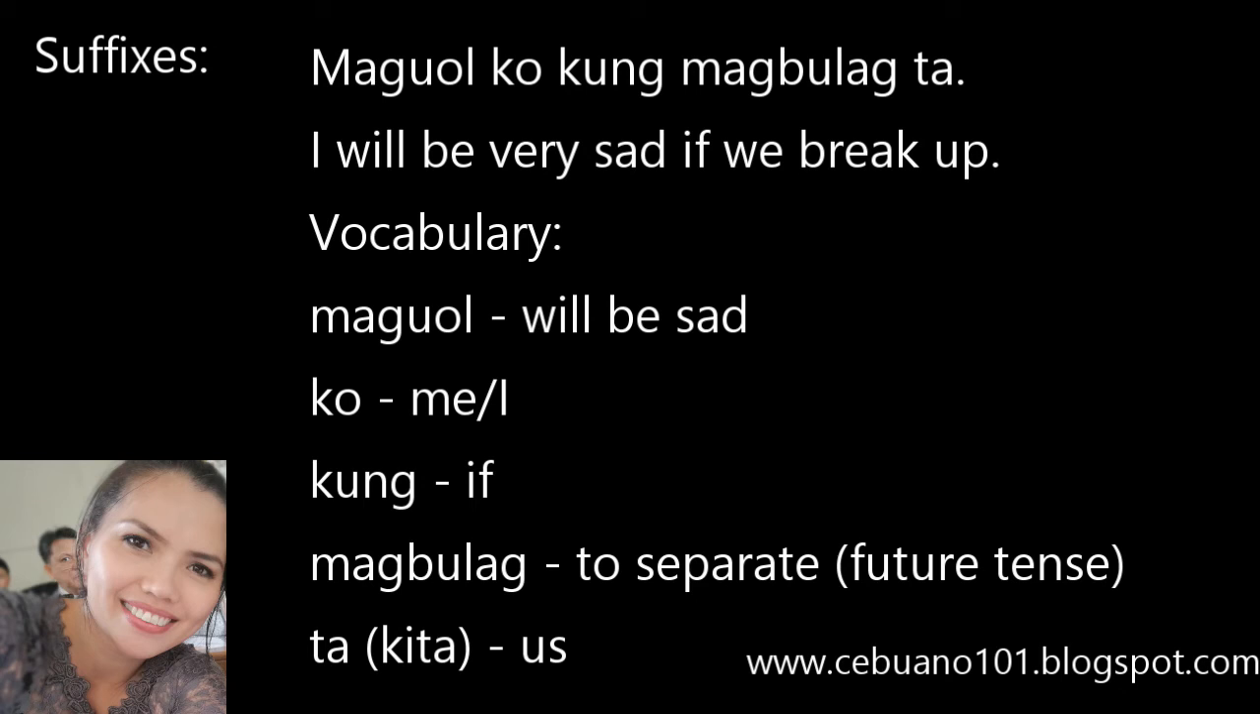Ko is me or I again. Kung is if. Okay, if. Magbulag is to separate ways. Okay, to separate. From the root word bulag. Okay, magbulag is to separate. Ta is a shortcut of kita, which means us. Alright, now let's proceed to sentence number 4.